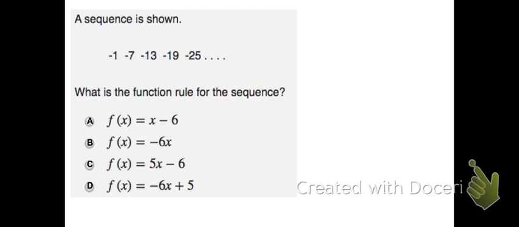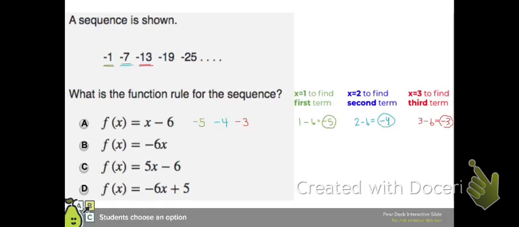So the first term is -1. The second term is -7. The third term is -13. Let's put in 1 for x and see if it gives us that first term. Let's put in 2 and see if it gives us a second term, and 3 and see if it gives us a third term.